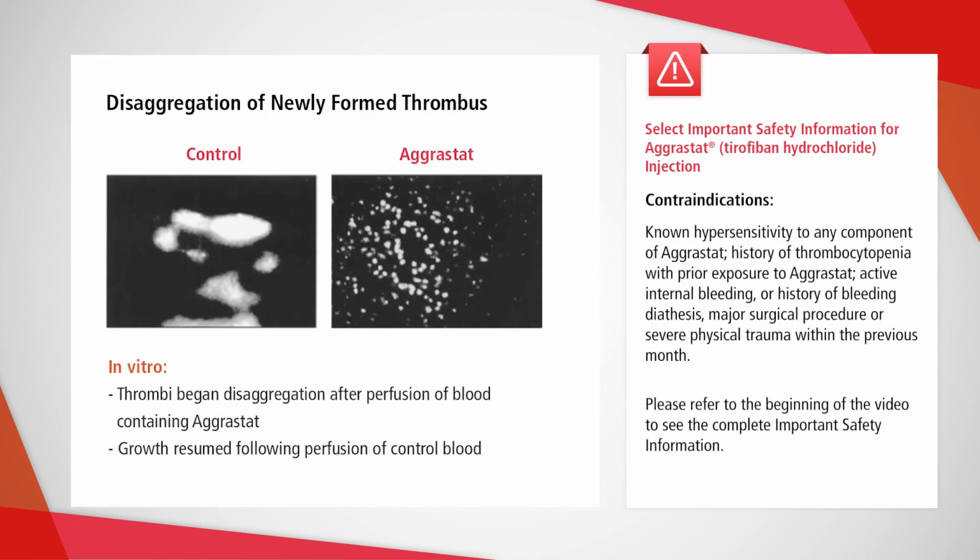Importantly, through its mechanism of action, Aggrastat has the ability to disaggregate an existing thrombus, which neither an anticoagulant like heparin nor a P2Y12 inhibitor can do. There are limitations to what thrombus it can disaggregate. Typically, it's most effective in a fresh thrombus.